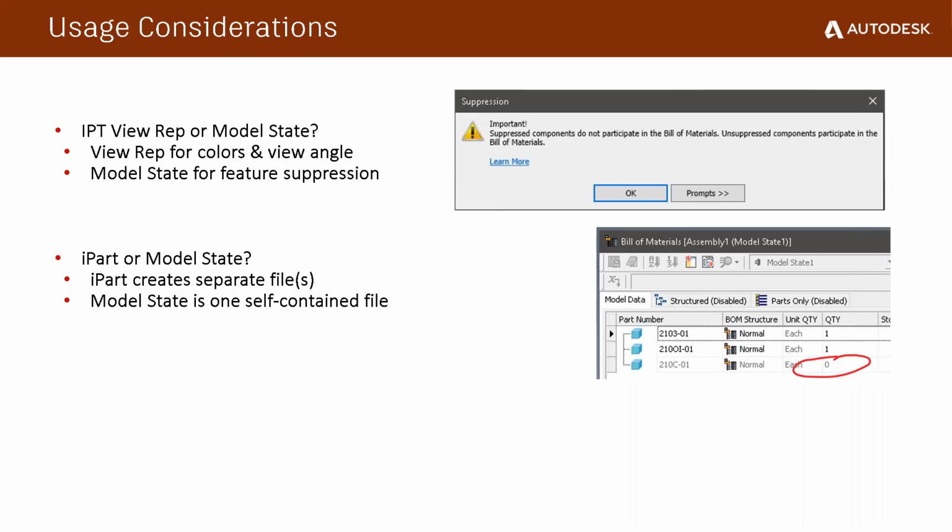Model states don't control any of that. They don't save or relate to any of that. Model states exist purely at the piece part level for feature suppression, to take an extrusion and a revolve and a loft and suppress those to either mimic a manufacturing step or reverse them to get a left-hand, right-hand situation.